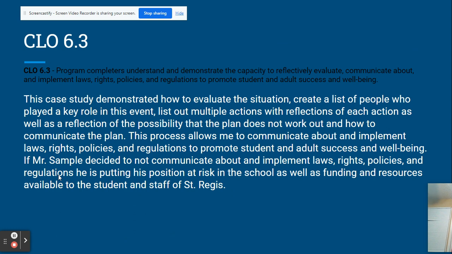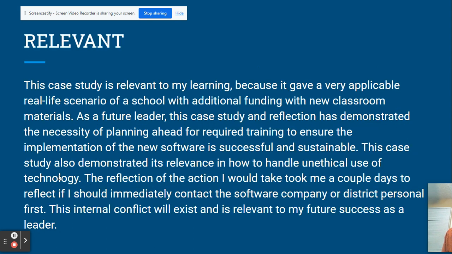Next, the CLO 6.3. This case study demonstrated how to evaluate the situation, create a list of people who played a key role in this event, list out multiple actions, and reflect on each action, as well as reflect on the possibility the plan does not work out. This process allows me to communicate about and implement laws, policies, and regulations and adult success and well-being. If Mr. Sample decides not to communicate about it, he is putting his position at risk with the school as well as the funding and resources available.